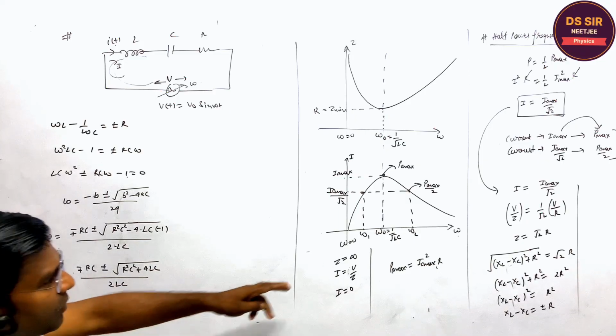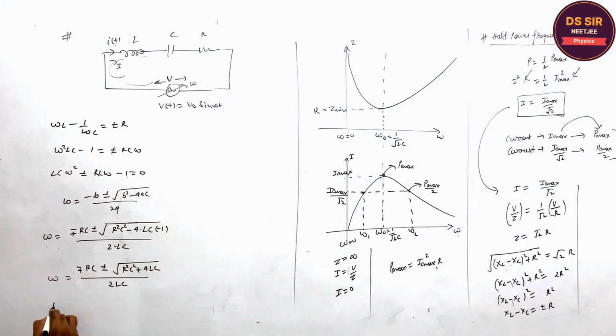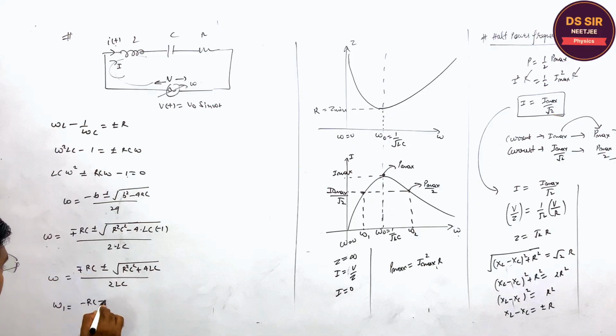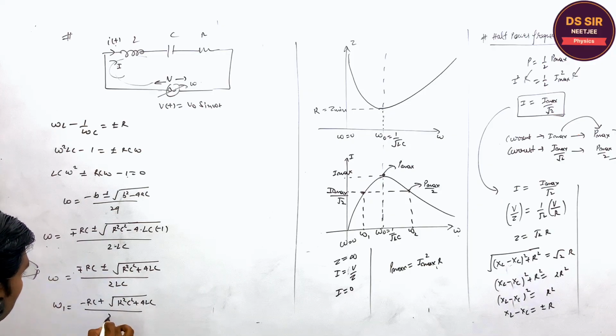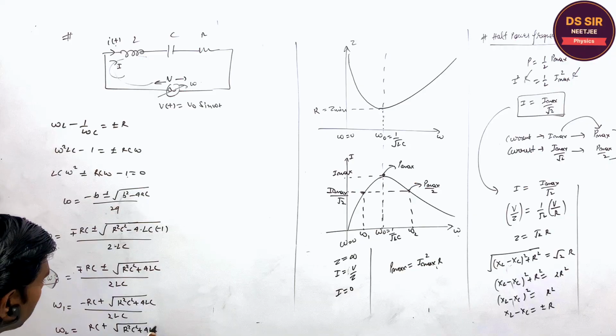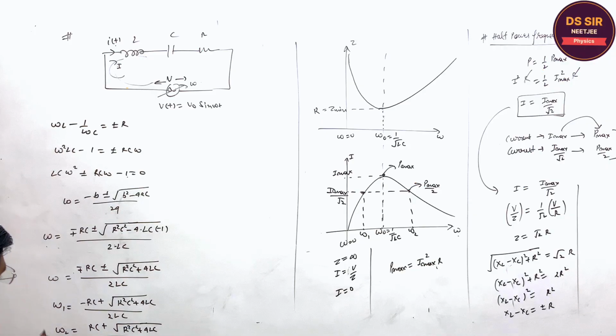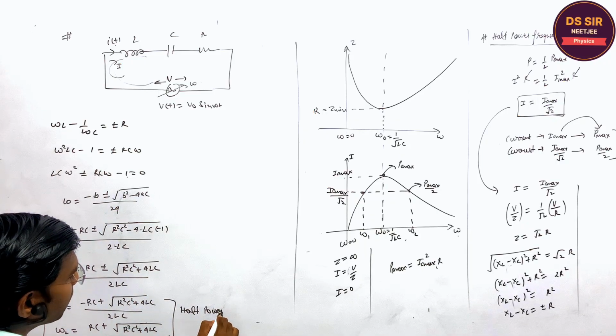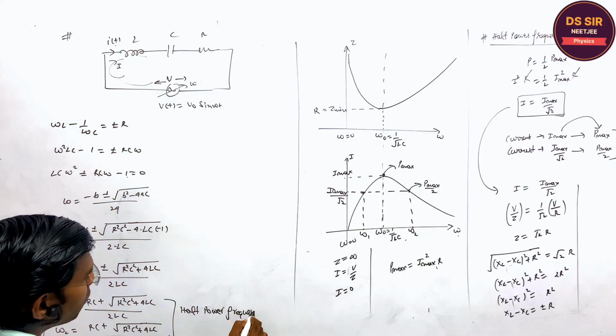But frequency is a positive quantity. So omega 1 is minus RC plus root of R square C square plus 4LC upon 2LC, and omega 2 is RC plus root of R square C square plus 4LC upon 2 into LC. These are the two values, omega 1 and omega 2, which are called the half power frequencies. Is it clear or not?